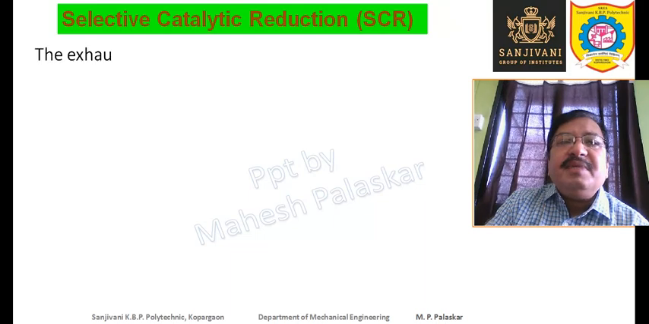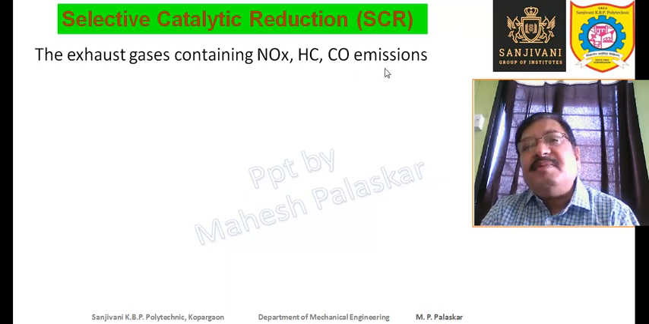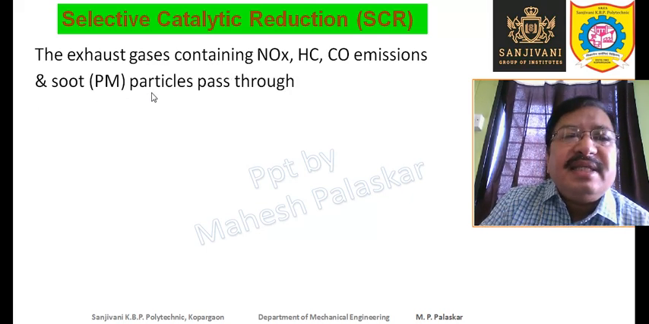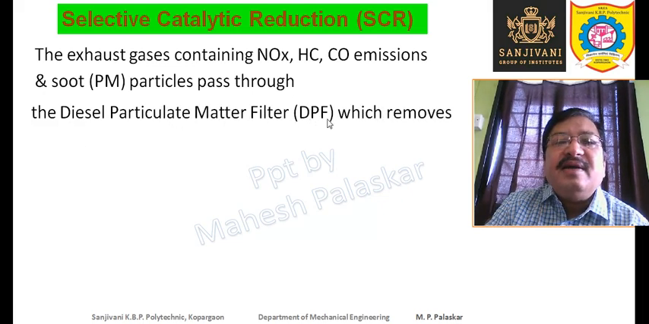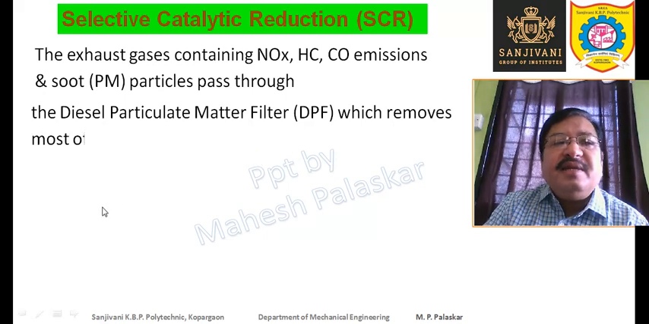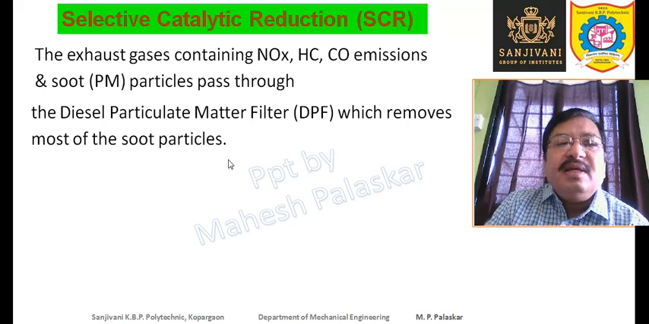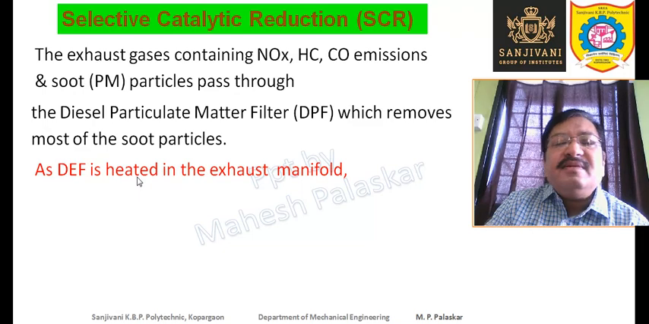So let us study something more and revise something. These exhaust gases contain nitrogen oxides, hydrocarbons, carbon monoxide emissions, and soot is also there, that means particulate matter is there. These particles pass first of all through the diesel particulate matter filter. This diesel particulate matter filter will remove most of the soot particles, that is, the particulate matter will be removed in this filter, and then the diesel exhaust fluid is mixed with the exhaust gases.